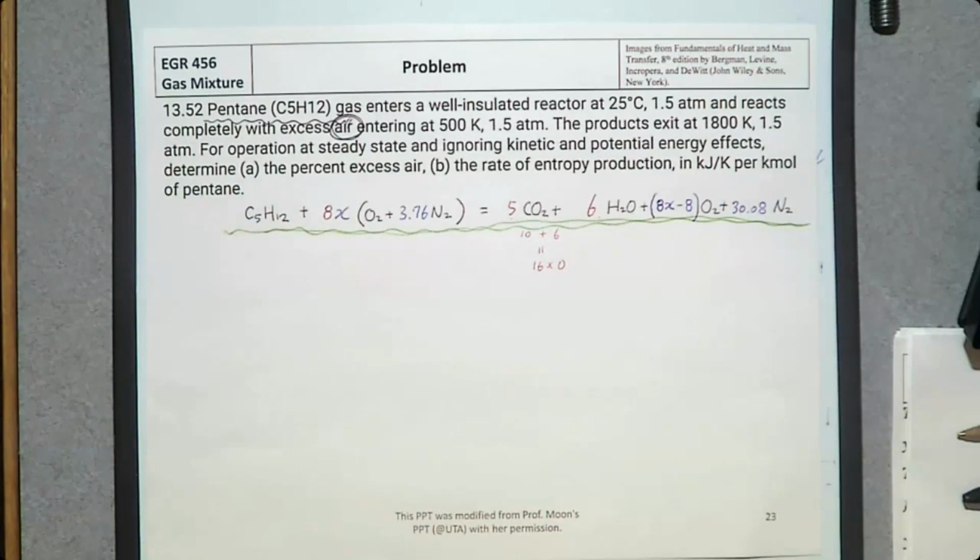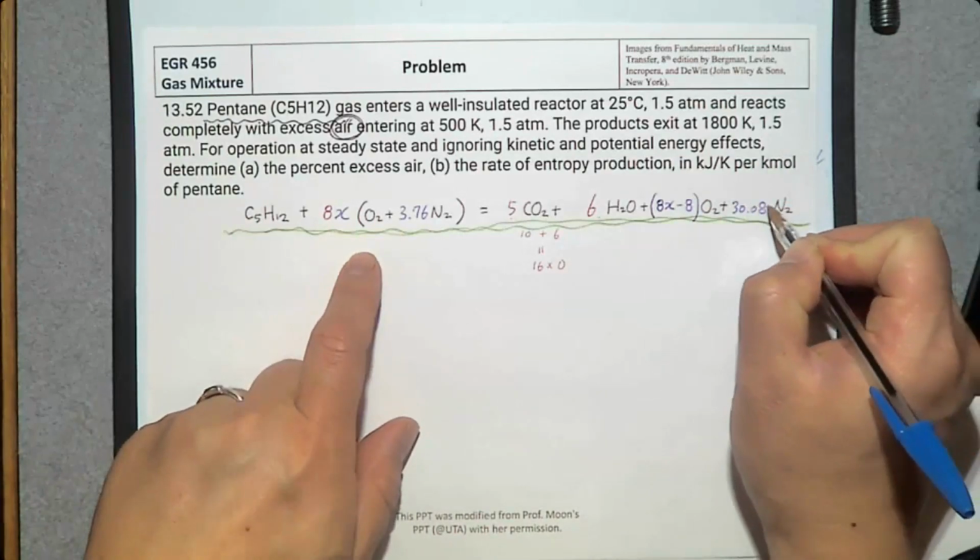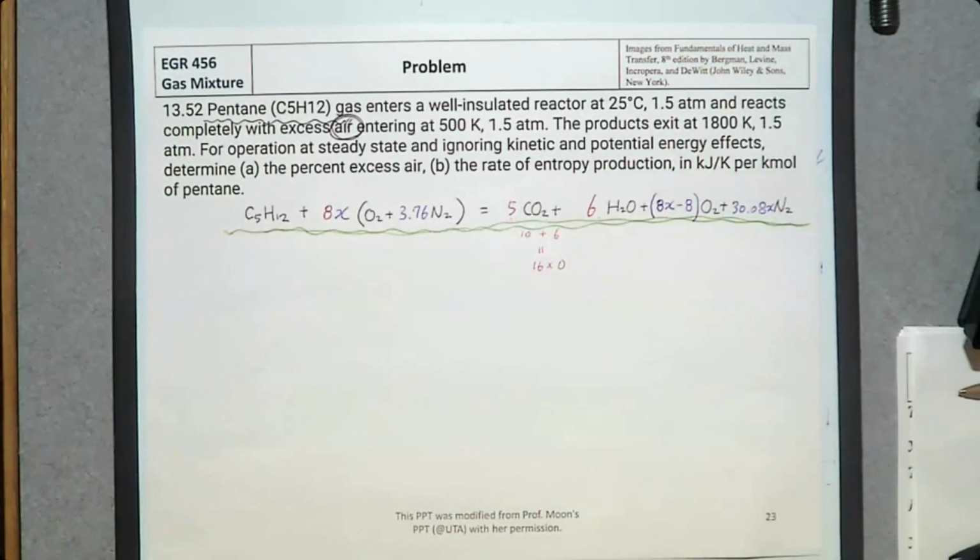By the way, we do not know how much air is provided. Oh, X. My bad. You're right. So there's X here. Okay, so this is a balanced reaction equation. We do not know X. So we are going to calculate this X. 8 times X times 3.76. Now we are going to find this X.